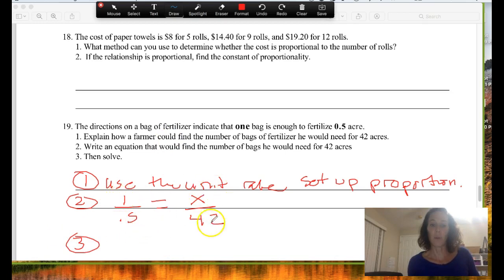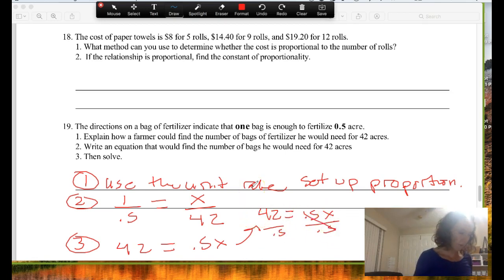Cross multiply. 1 times 42 is 42. 0.5 times x is 0.5x. Now I'm going to solve this. 42 equals 0.5x. Divide both sides by 0.5. That eliminates that. I'm going to go 42 divided by 0.5, and it's going to give me 84. And that's what x is.